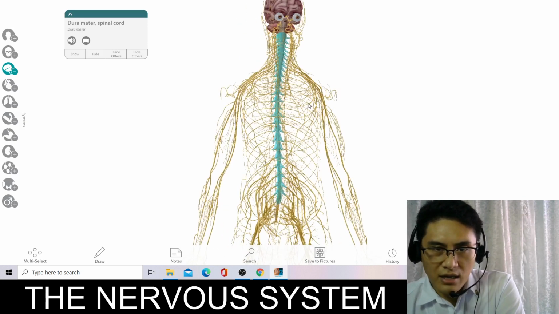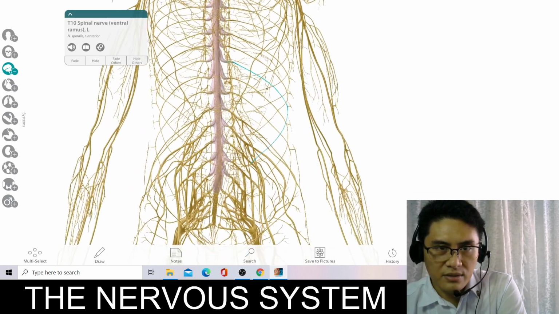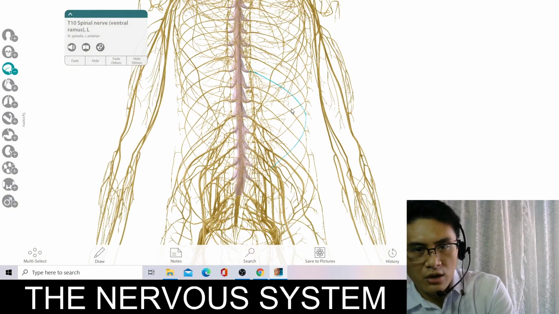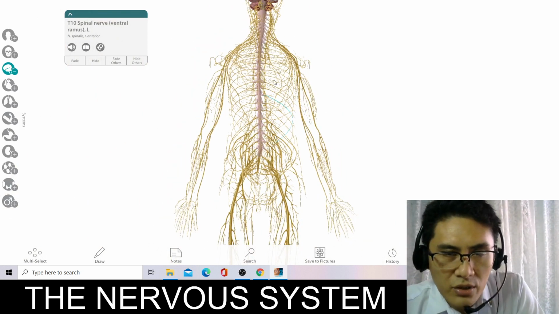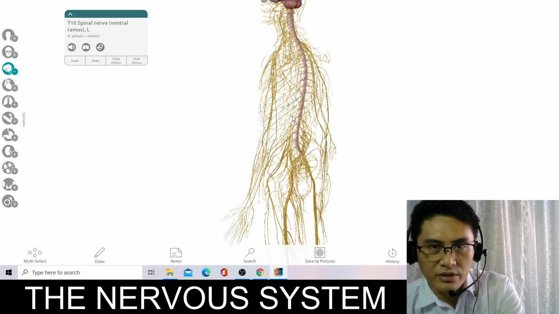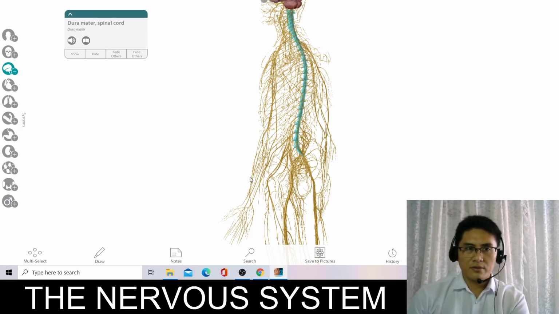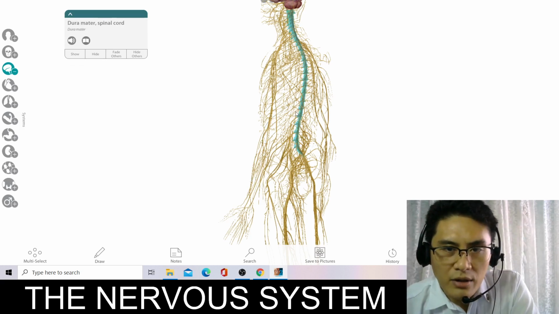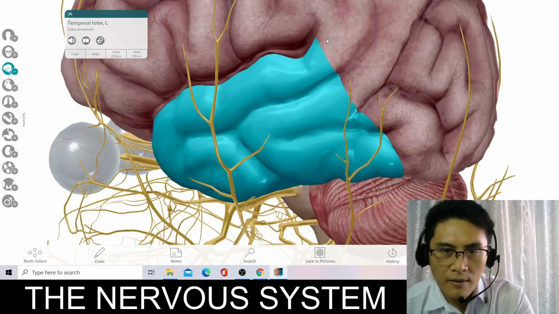And then all of these yellow things here are called nerves, right? There are numerous of them running all throughout the body. So there you have it, the three main physical parts that you can see from this model: you have the brain, you have the spinal cord, and you have all these nerves.